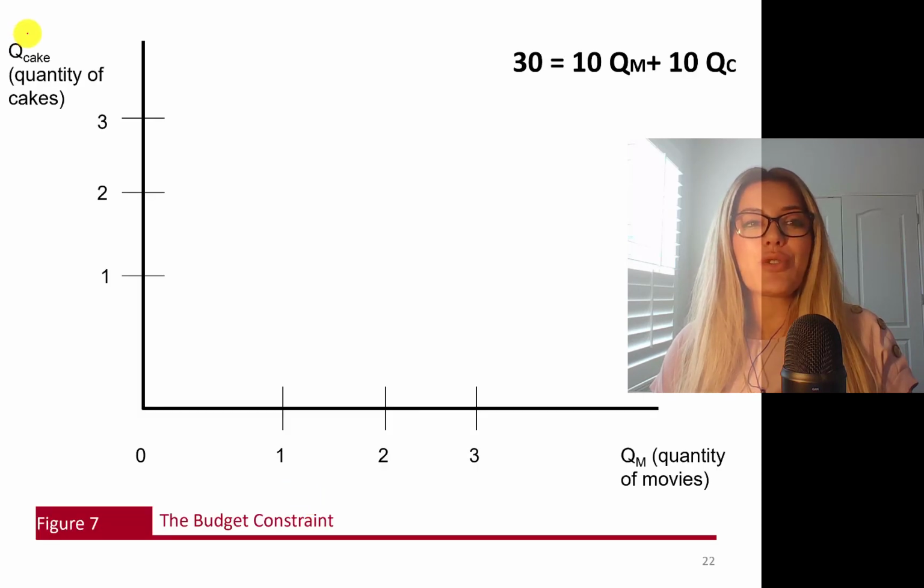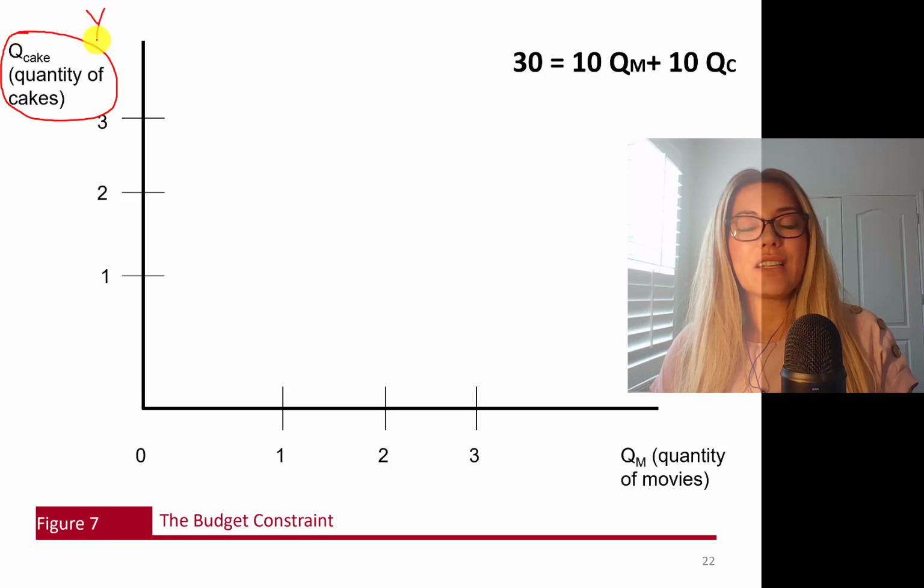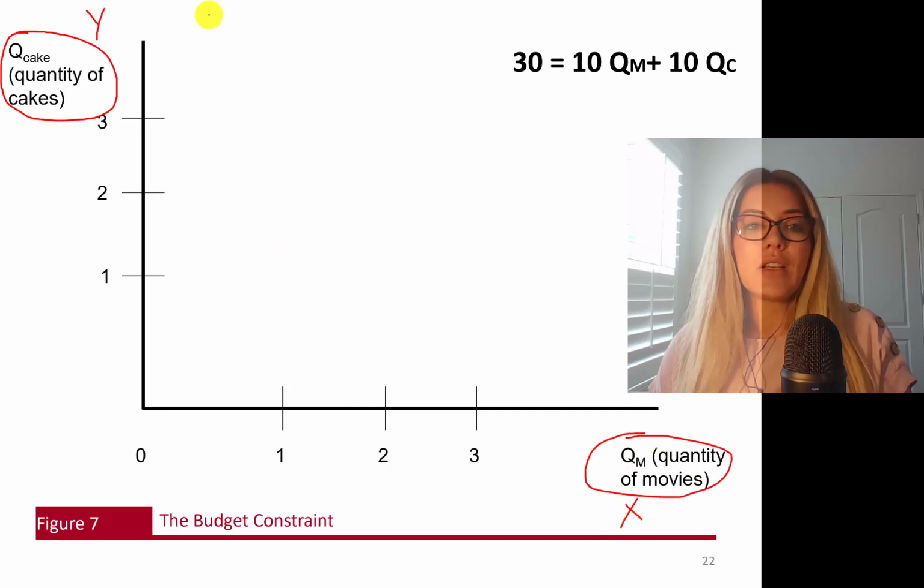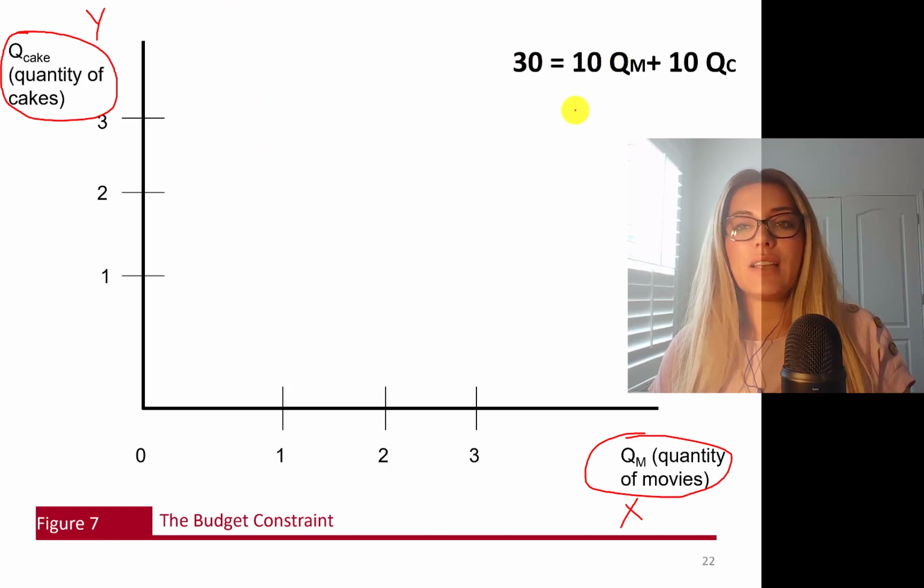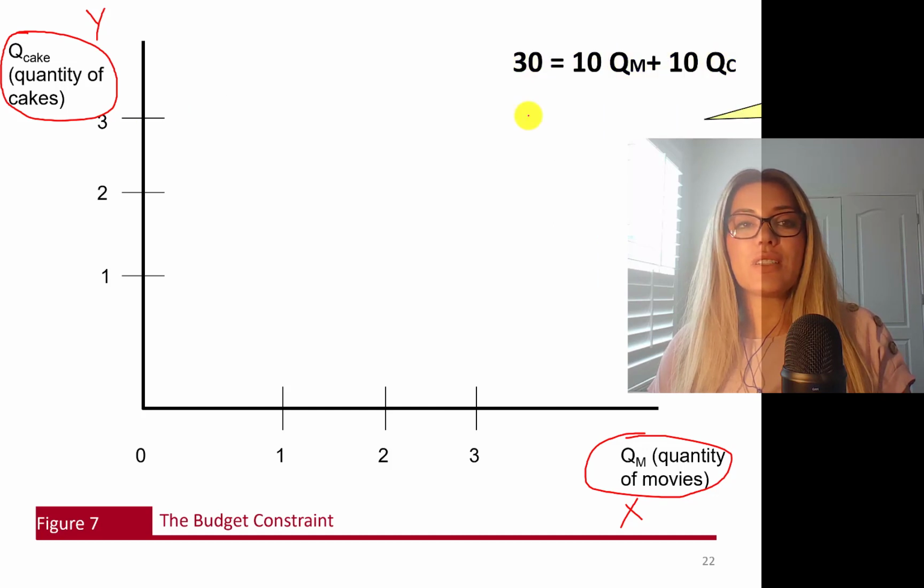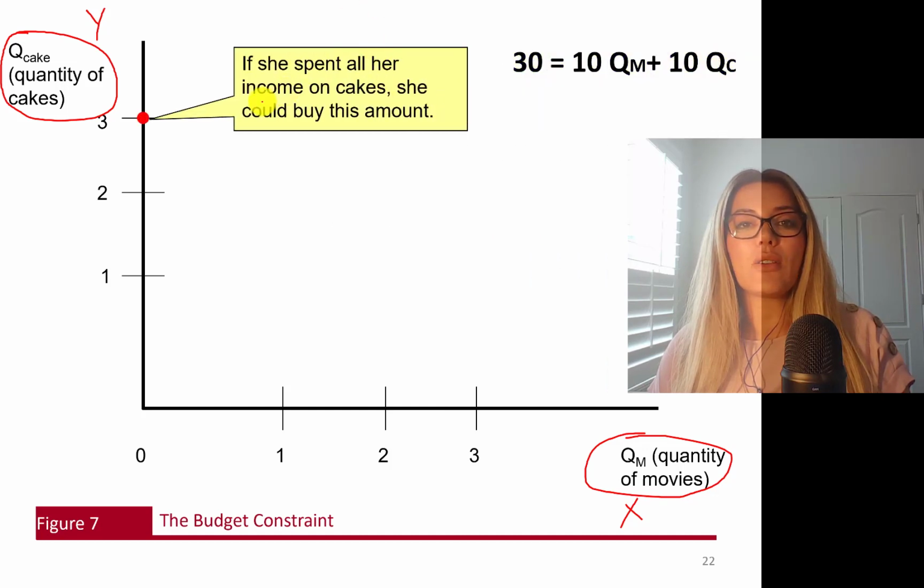So we can actually draw this budget line. We put the cake on the y-axis as before. We are going to put the movies on the x-axis. Okay, so let's take a look at this budget line. Okay, so assume that we spend all our money on cakes. How many can you buy?